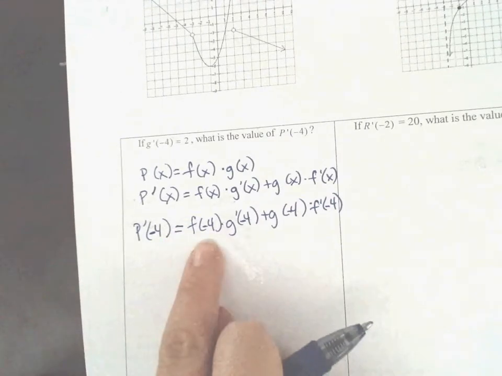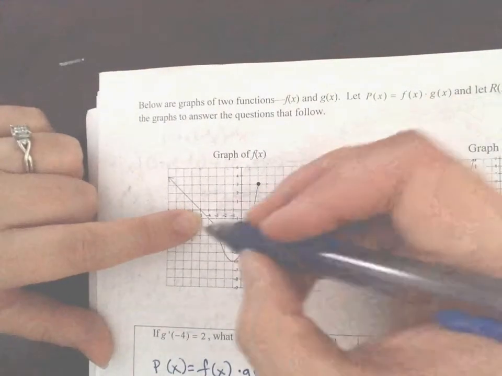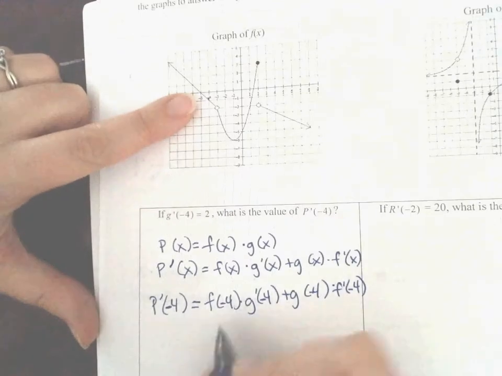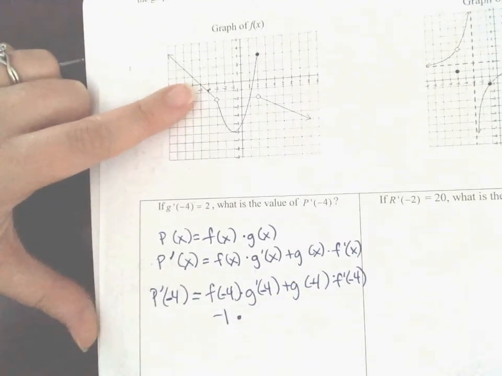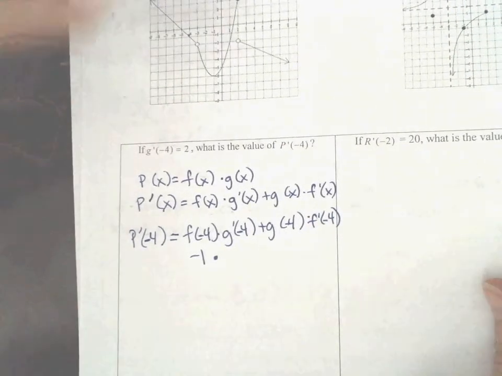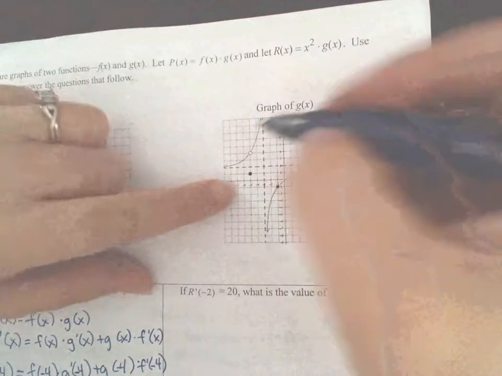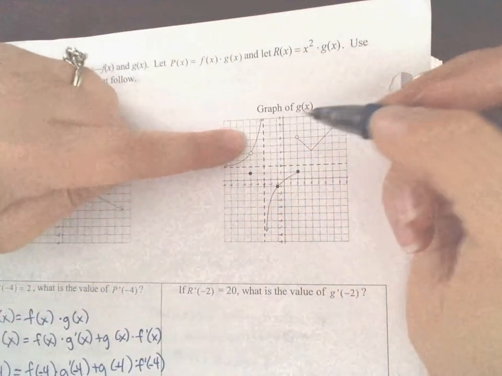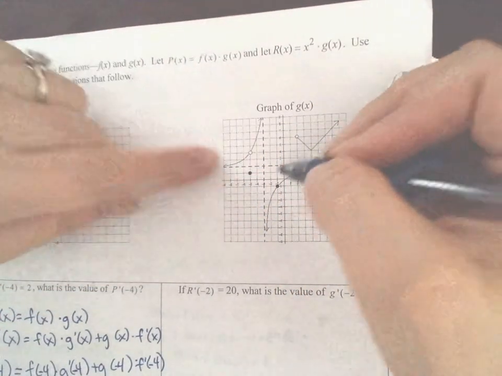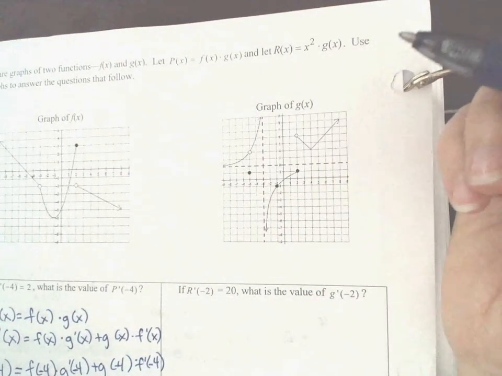Okay, so some of these values are just y values. F of negative 4 is the y value on the graph of f when x is negative 4. So go up to f of x. When x is negative 4, what is y? Negative 1. Okay? But then the next value is g prime of negative 4. That means what is the slope of the graph of g at x equal to negative 4? So we have to go to the graph of g. You've got to find x equal to negative 4, and then you have to find the slope of that. Well, let me find negative 4.